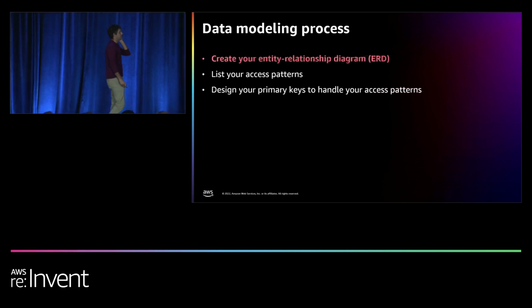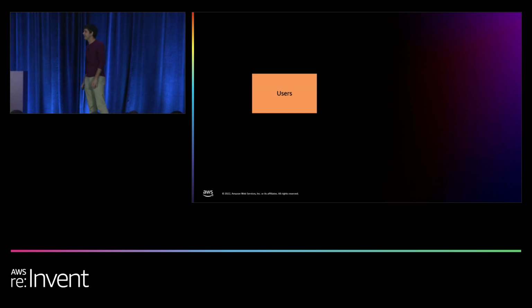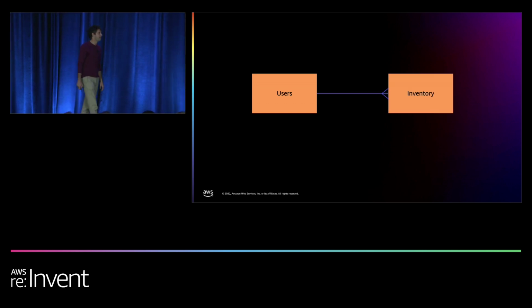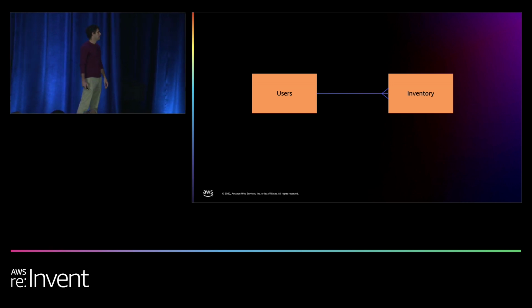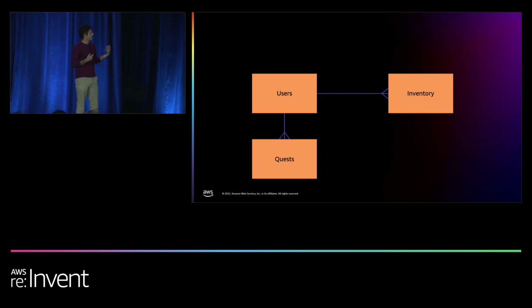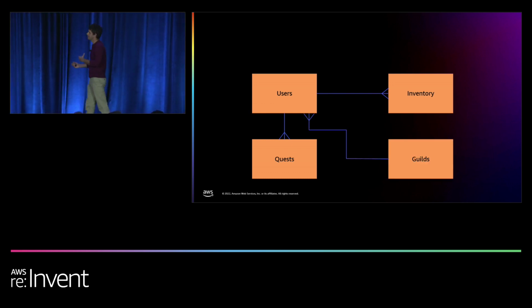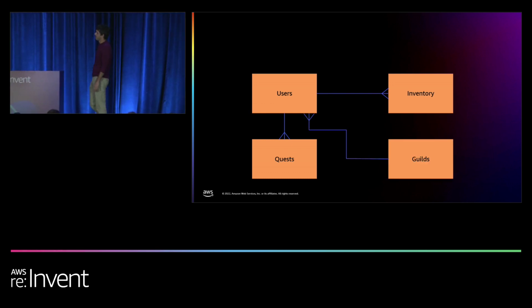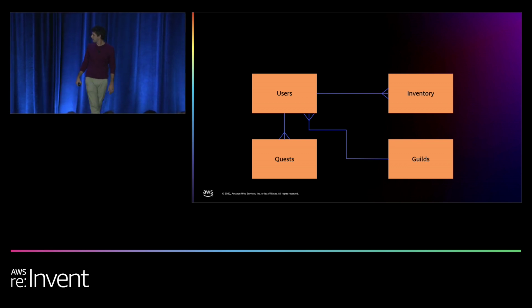So let's walk through this a bit. We'll start with creating our entity relationship diagram, right? And if you walk through this, your entities are usually boxes. So you have something like users in your application. And as we saw, users have inventory. So you have a one-to-many relationship between users and inventory. Also, users can go on quests. There's a one-to-many relationship between users and quests. And then finally, users can belong to a guild. So users are the subject of a one-to-many relationship as well. One guild has many users.